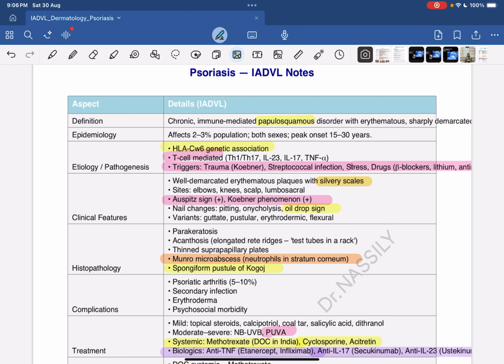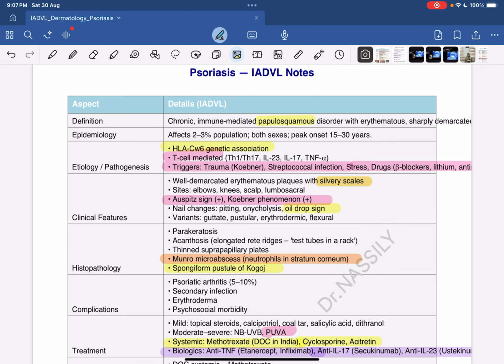Psoriasis is a chronic immune mediated papulosquamous disorder with erythematous, sharply demarcated lesions. It can affect both sexes, and the peak onset is from 15 to 30 years of age. Etiology: it is a T cell mediated disease, HLA CW6 genetic association, and the triggers for psoriasis are trauma, streptococcal infection, stress, drugs like beta blockers, lithium.